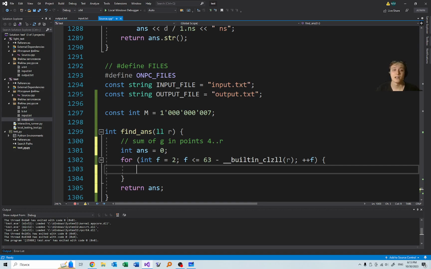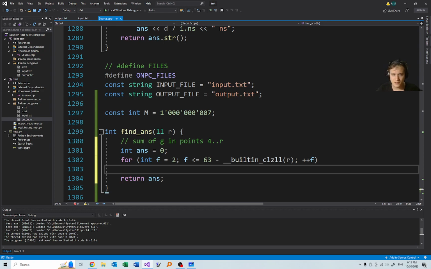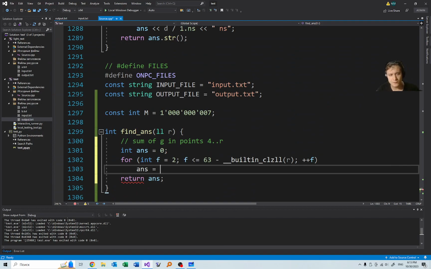Okay, I guess it's doable. So let's divide this problem into several subproblems. 10 to the 5, okay. It's doable. So we say it is sum of answer and product. No, not product, but like find addend from this to this.